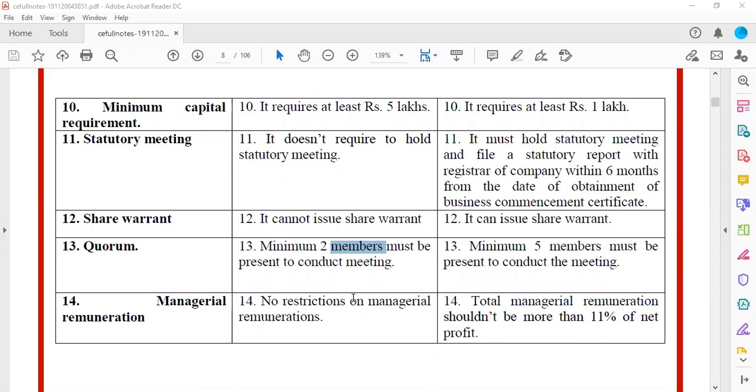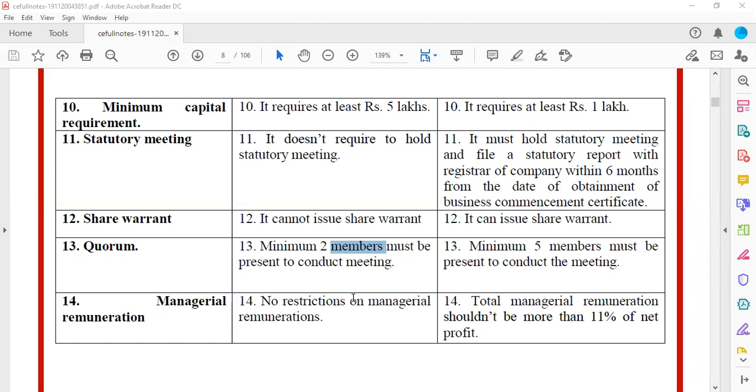So what will form the quorum? It will be the 2 people who are compulsory to attend. Similarly, if it is a public company. Okay, so we have started a public company, and here let's say Nisha has started the public company.